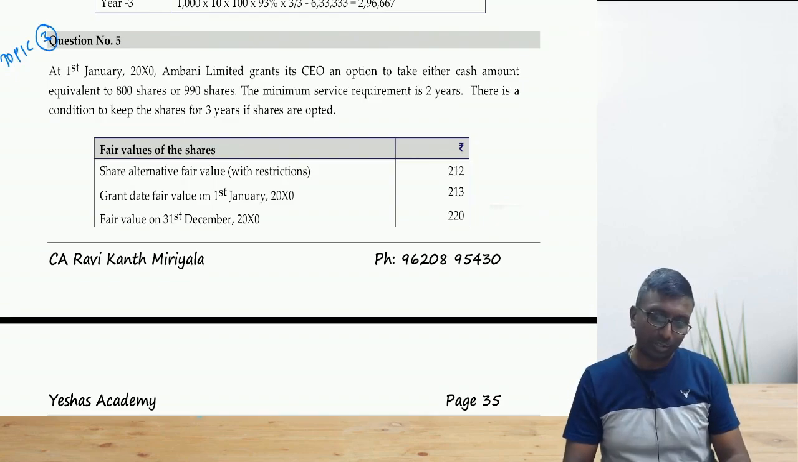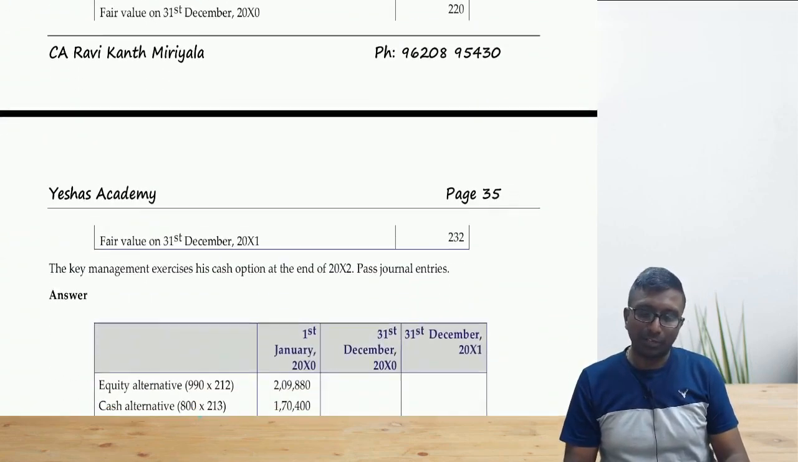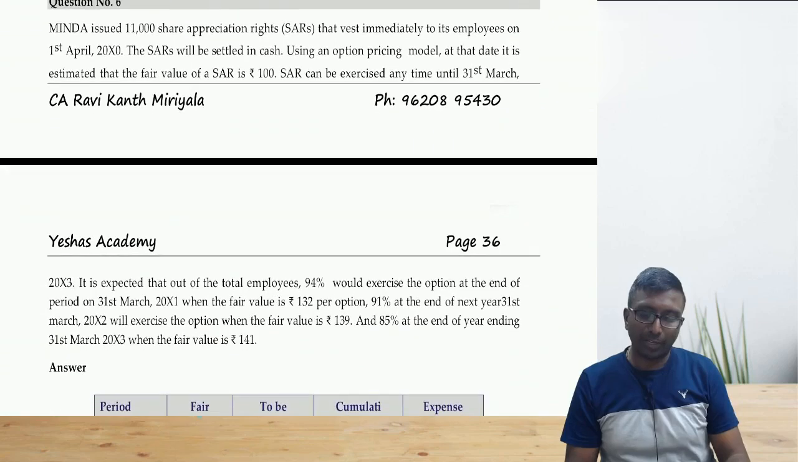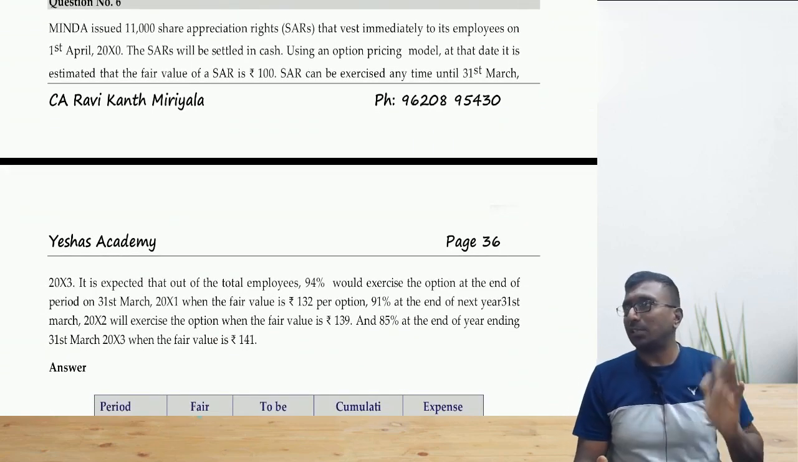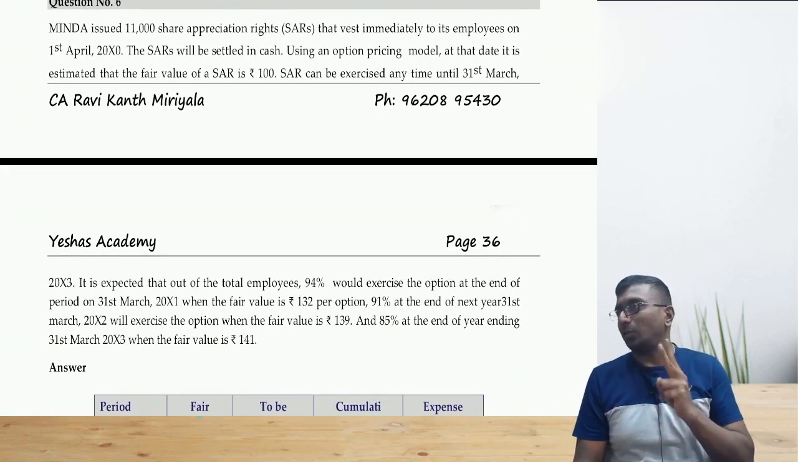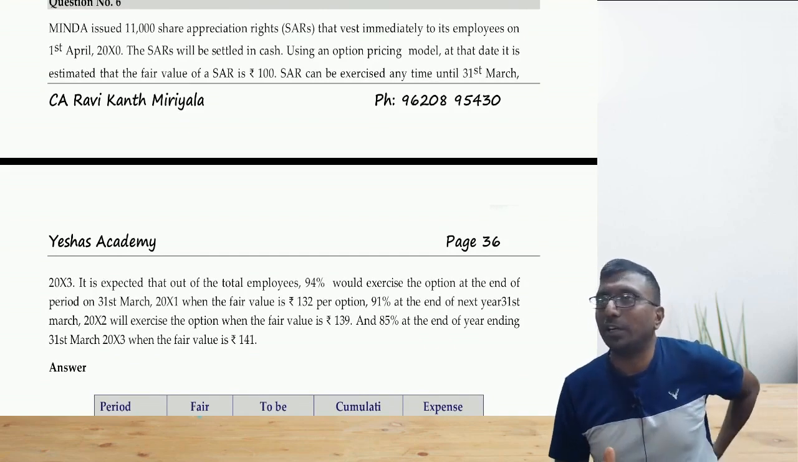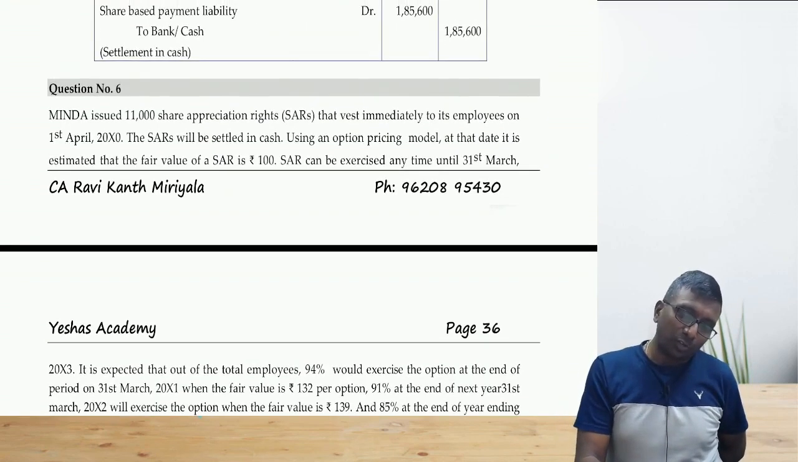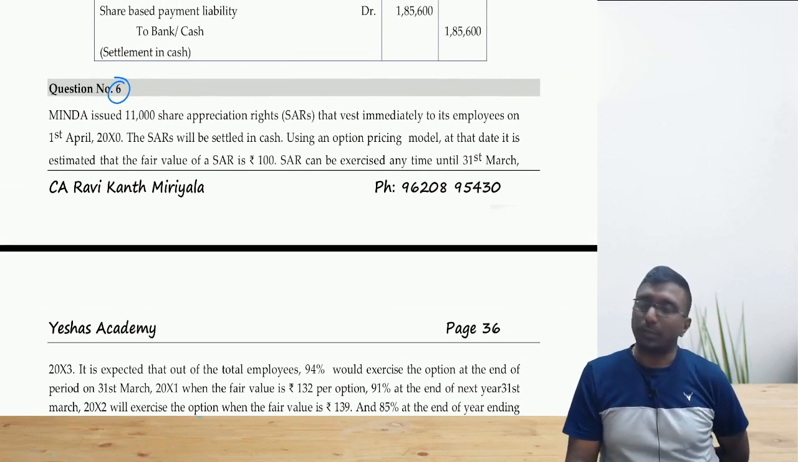Okay. Topic 3 question, share alternative price. I mean, if you want shares, they will give; if you want cash, they will give you. That we will see. Topic 3 I have not done. Only topic 1 and 2 questions we are doing right now. Tomorrow we'll do topic 3 and we'll come back to that question. Right.